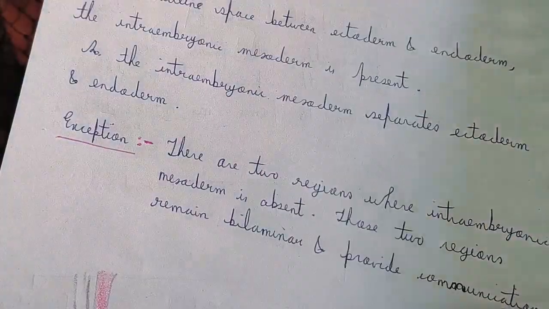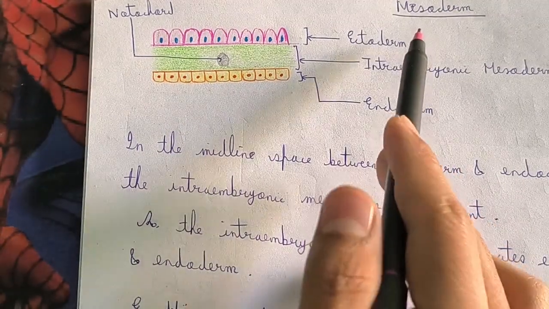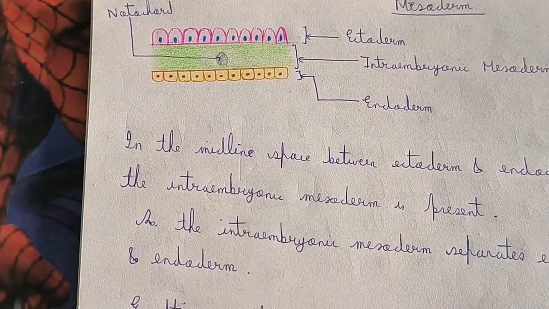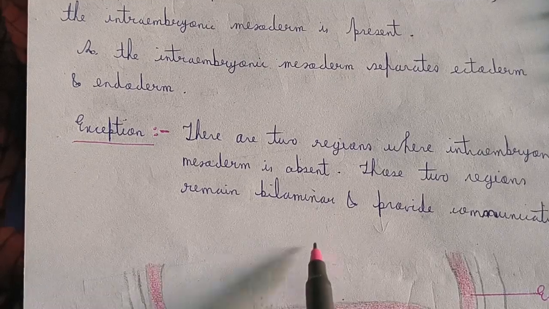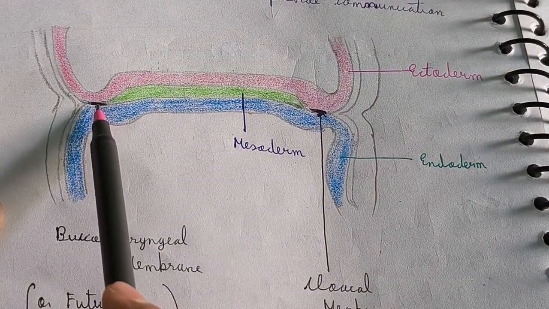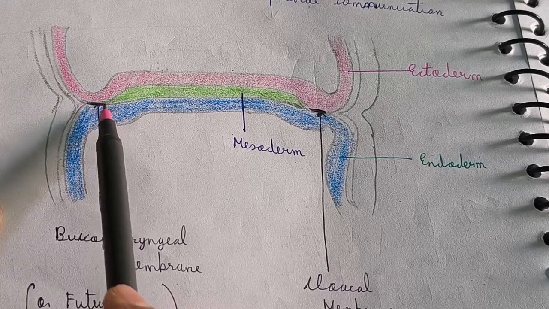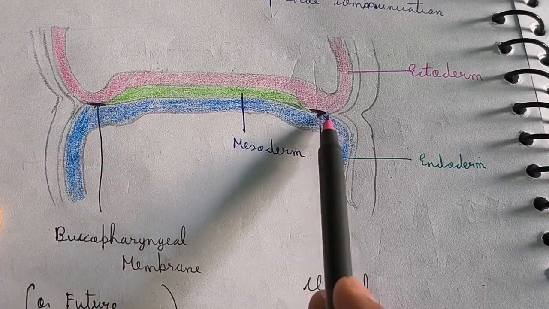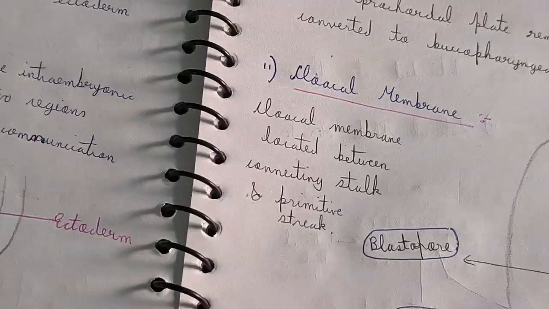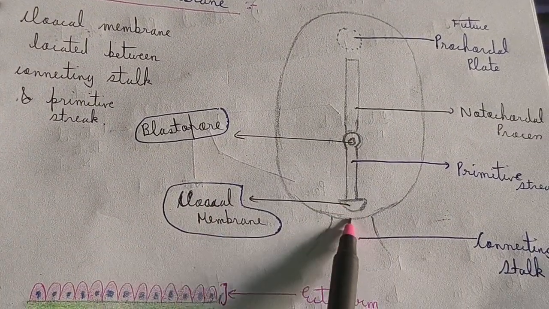That's all about it. Today we discussed mesoderm: what is mesoderm and its location. There are two regions where mesoderm is absent, where intraembryonic mesoderm is absent and ectoderm and endoderm are in direct contact, basically the buccopharyngeal membrane and the cloacal membrane. We also studied the location of the cloacal membrane.